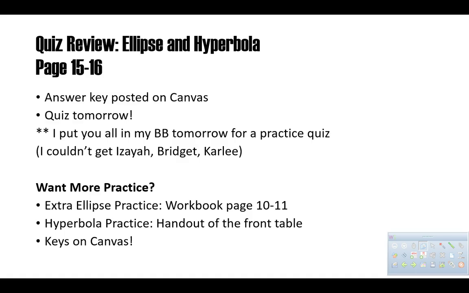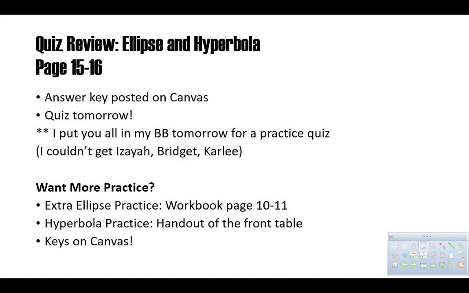So you have the rest of class, over 40 minutes here, to work on the review. I also have a bonus block tomorrow where you're going to review. So there's a lot of time between now and then for you to review for this quiz. The actual quiz review itself is page 15 and 16 of the workbook. That says hyperbola and ellipse quiz review. The answer key to that is on Canvas, but it's also on the backboard if you don't feel like having a laptop out. All right, so it's on the backboard.